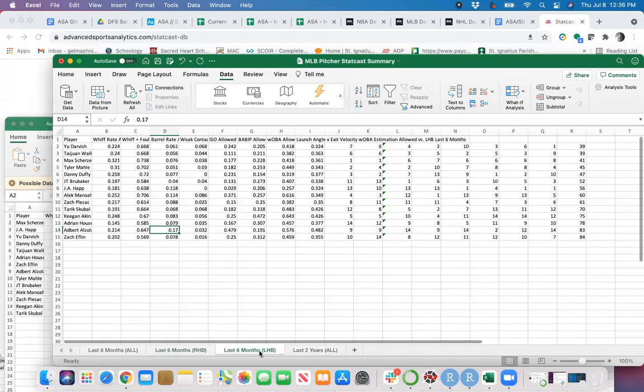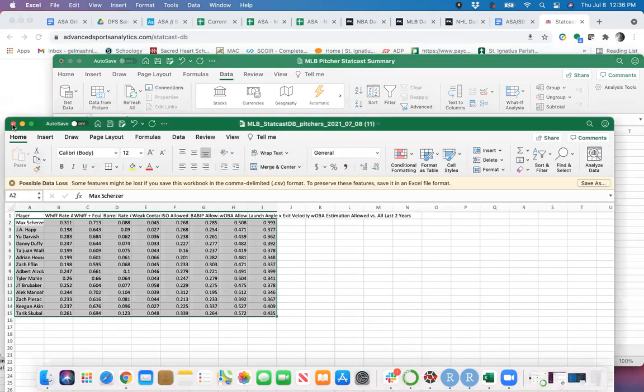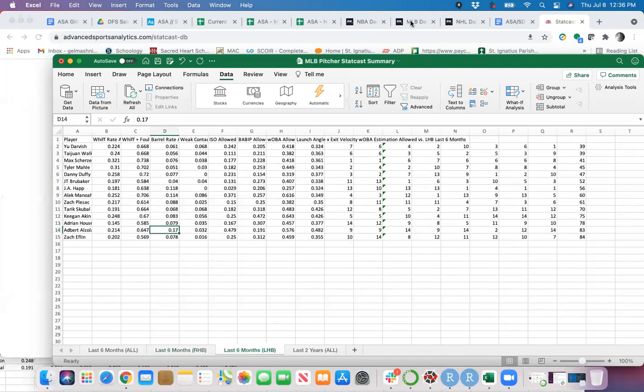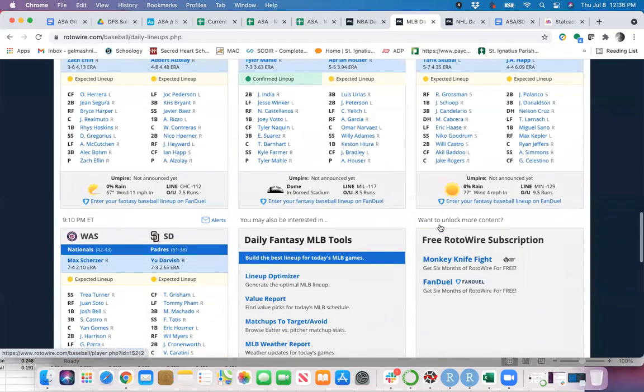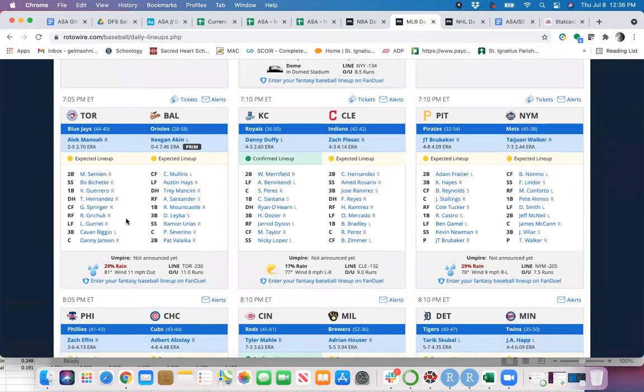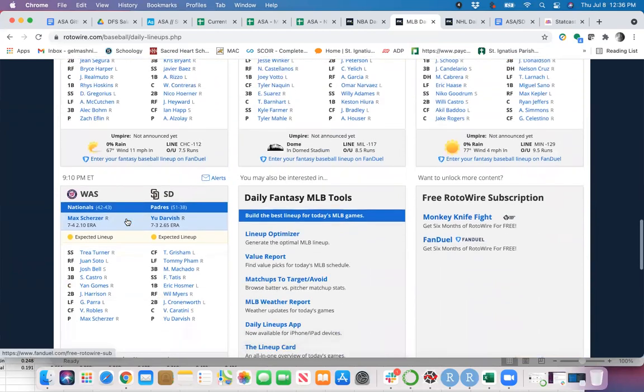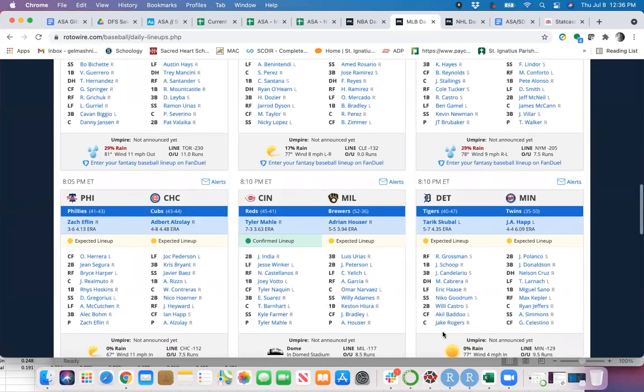Yeah, Skubal and Happ are just not very good pitchers. So we may want to find the best bats in that game. If we take a look, you could see there's Cruz, Donaldson, you have Shoop, Candelario, Cabrera. So there are some options there. And of course, you can't go wrong with Toronto. Anyway, that's how you can go about it.